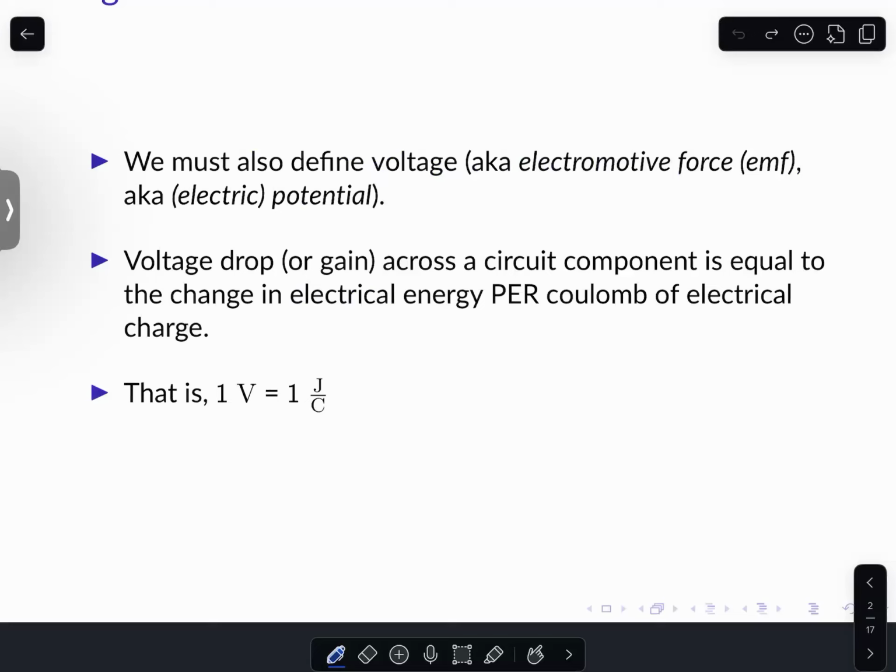Voltage, our first and biggest concept, is going to be with us for even more than a month. Voltage keeps popping up again and again. I'm going to define voltage. First off, it is the stupidest named term in all of physics. Voltage has 5 different names that I know of. I think I've seen 3 different symbols for it.